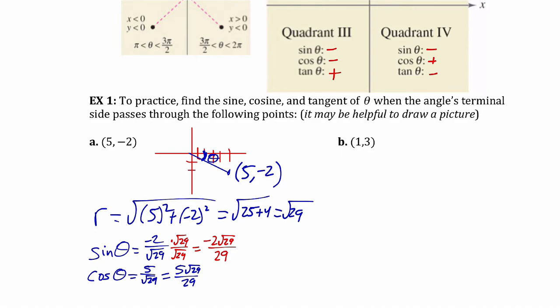The last one, tangent. That one's actually going to be our easiest. I don't know why I switched colors, but let's deal with it. It's the y value divided by the x value. So we got negative 2 over 5. And so those are our sine, cosine, and tangents for those points.